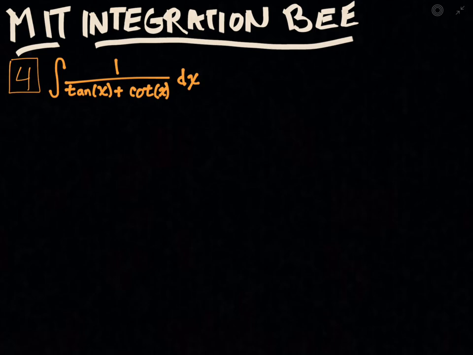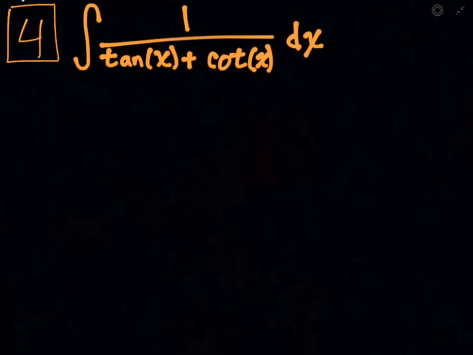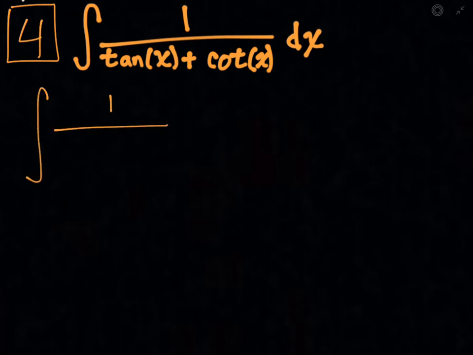Alright, so evaluating this problem, we see that we have tangent and cotangent, both in the denominator. I feel like we can probably somehow combine them. So to start off, I'm going to zoom in a little bit, and say we have an integral of 1 over tangent x plus cotangent x. We're going to multiply tangent x by tangent x over tangent x. That's multiplying by 1, so we're not changing anything. But what we get is tangent squared x over tangent x.